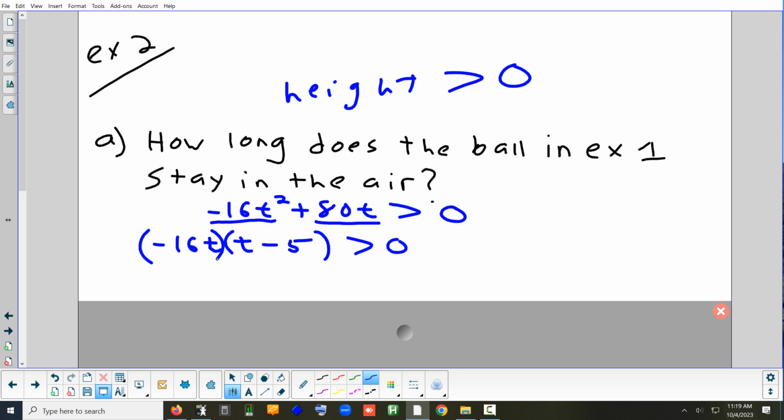Okay. Now, look at what you've got there. You've got something times something, and it's going to be bigger than 0. Forget, for now, what's actually inside the parentheses. How can you multiply two things together and get an answer bigger than 0? What kind of number could you put here? And then what kind of number would you have to put here? There's actually a couple of different cases.